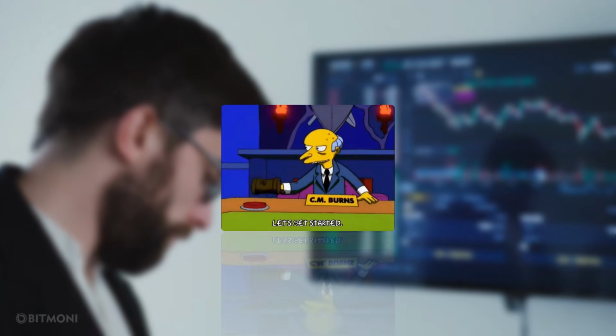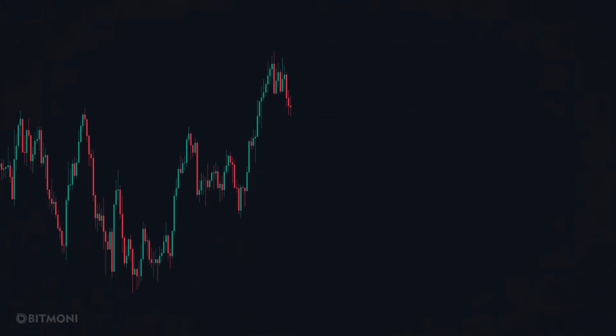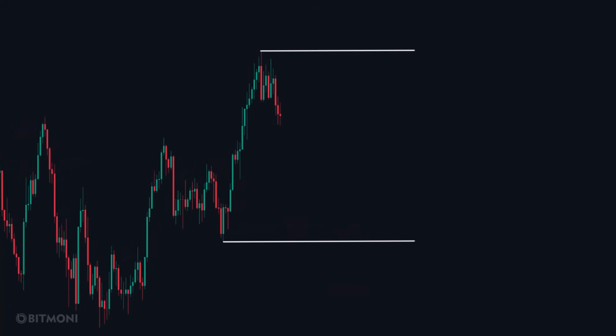Now, let's get started. Let's dive right into step 1, understanding the different types of liquidity. In trading, liquidity represents areas on the chart filled with either a large number of pending orders or clusters of stop losses. It generally appears in 2 main forms.